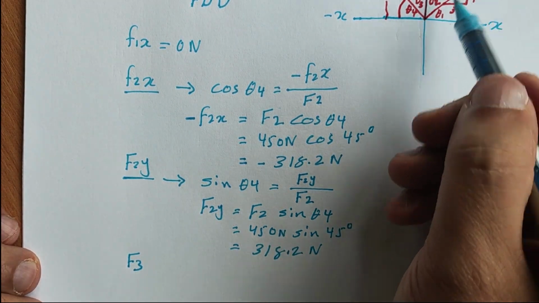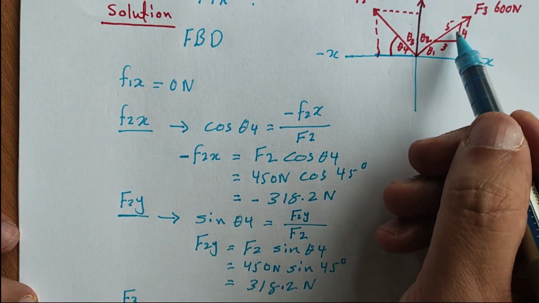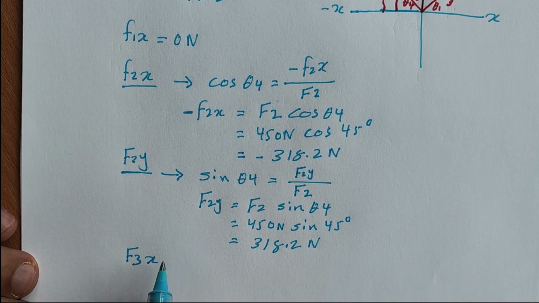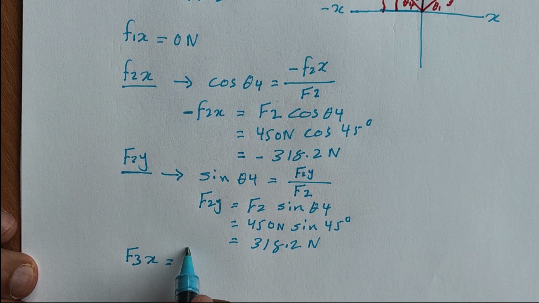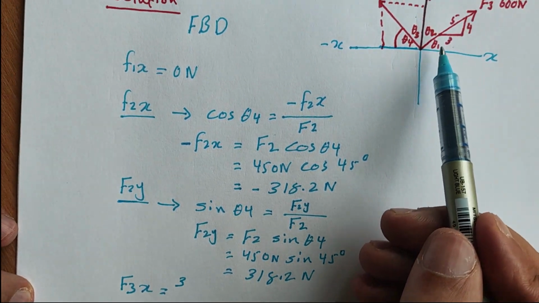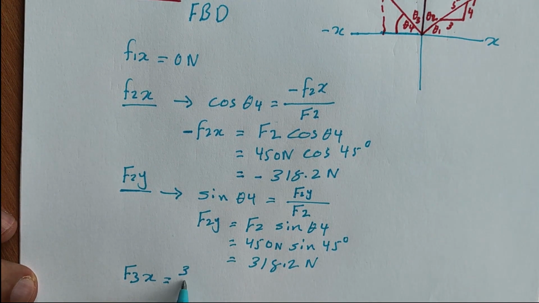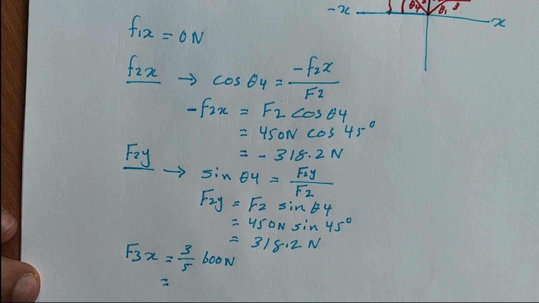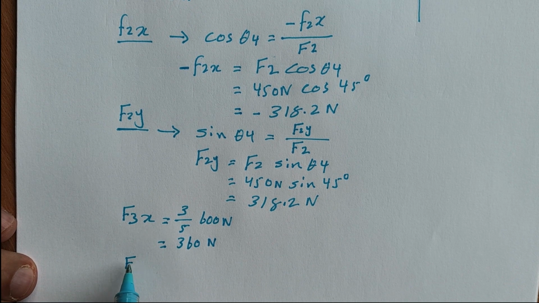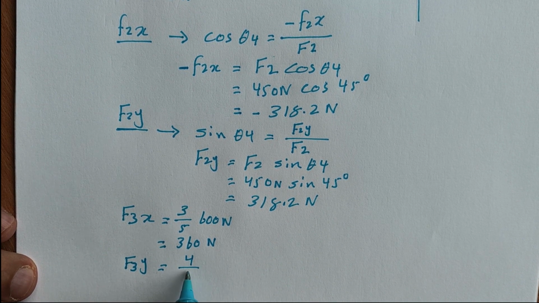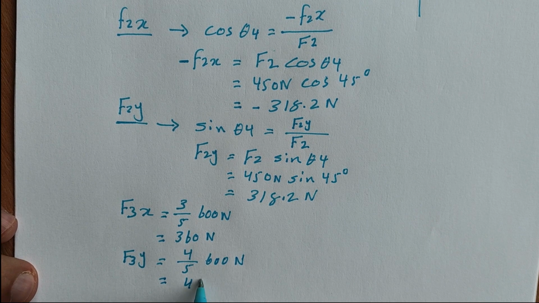For F3, we don't have the theta, but we have that special triangle. So F3 in the x direction: the 3 here corresponds to the x-axis, so 3/5 multiplied by F3, which is 600 Newton. When you multiply these two together, that should equal 360 Newton. F3 on the y-axis, do the same thing, 4/5 multiplied by 600 Newton, and that should equal 480 Newton.